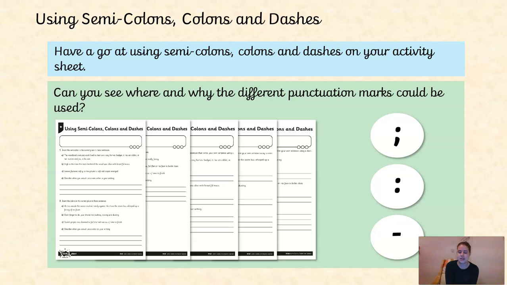Okay, your first activity I would like you to do. So I'd like you to have a go at using the semicolons, colons and dashes on the activity sheet that I've sent you, okay? I'd like you to see where and why the different punctuation marks could be used. So you will have a variation of sentences where you'll need to identify the punctuation, and you will also need to explain why that punctuation has been used in that sentence. So pause the video and have a go at that worksheet and we'll come back and do one more recap.